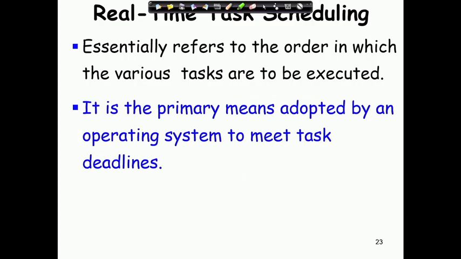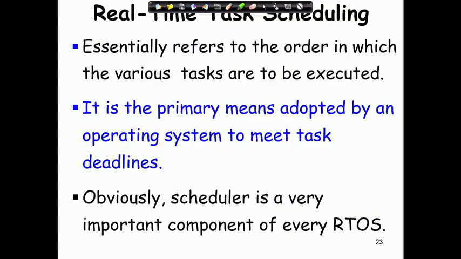And we have already said that the task schedulers are an important part of all real time operating systems, and they are the primary means by which the operating system helps the applications to meet their deadlines. As we look at different real time operating systems, the first thing we will mention is the type of the scheduler. So, in every real time operating system, the scheduler is a very important component.